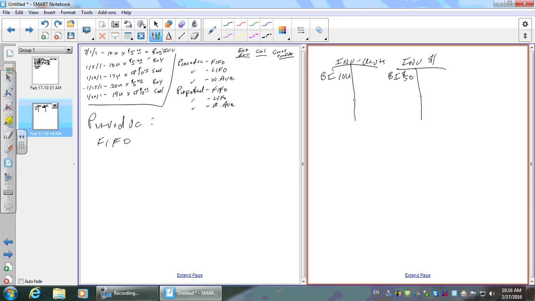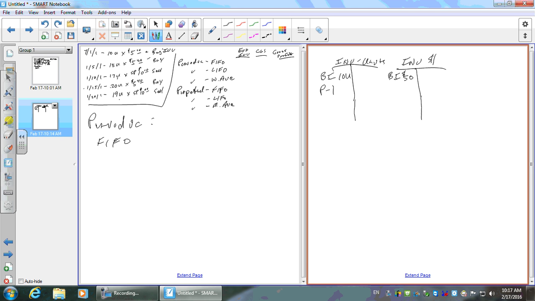First purchase. It happened to be first purchase. Could it be a sale? Sure, I would have sold some of those if I sold some. Okay, so purchase one. And for perpetual, we're going to keep them in order, gang. For periodic, we don't care, right, what the order is. Okay, so let's keep it in order because we're going to do perpetuals here.